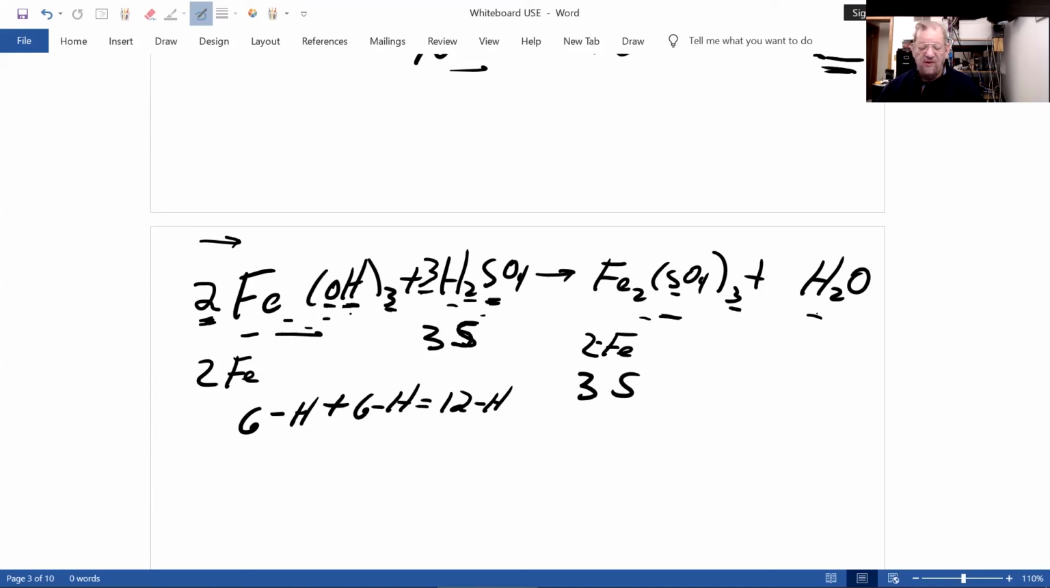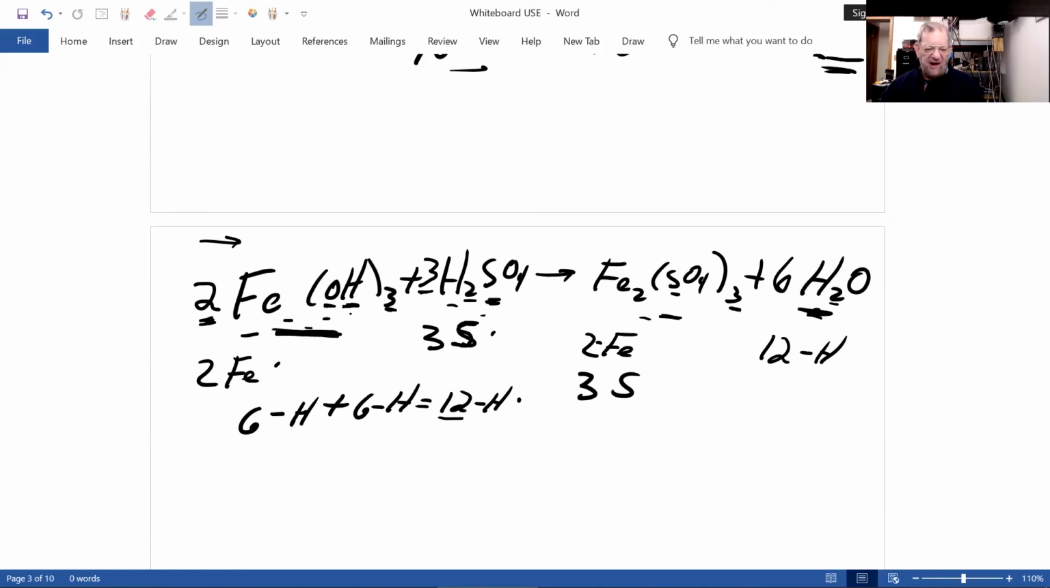Ooh, 2, but I want 12. How do I get 12 hydrogens there? Well, 2 divided into 12 is 6, or 6 times 2 is 12, either way. And now I have 12 hydrogens. So I got my iron, my sulfur, my hydrogen. The only thing left is oxygen, so I better do oxygen.